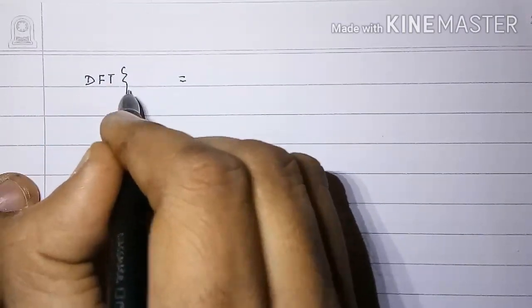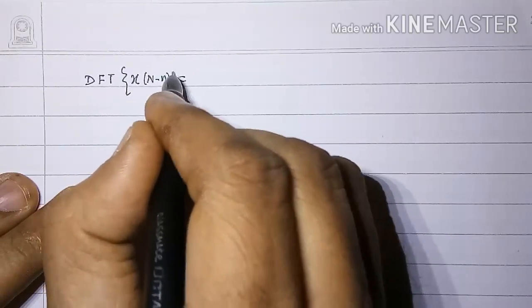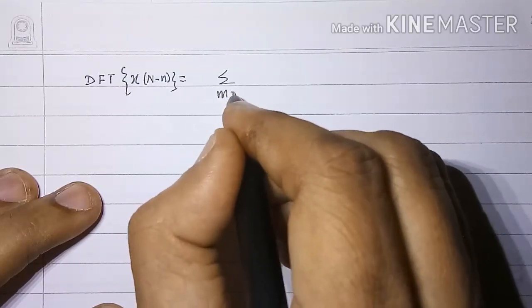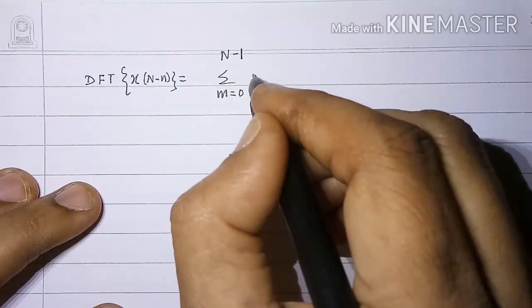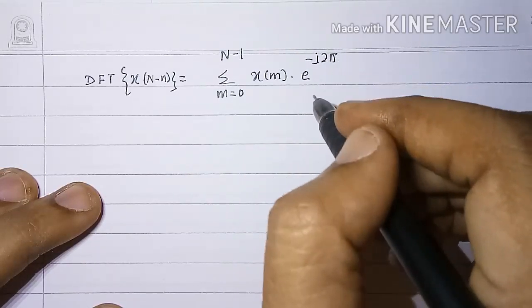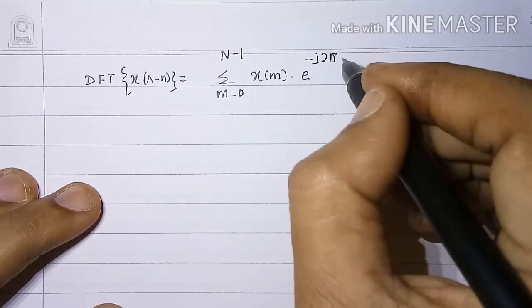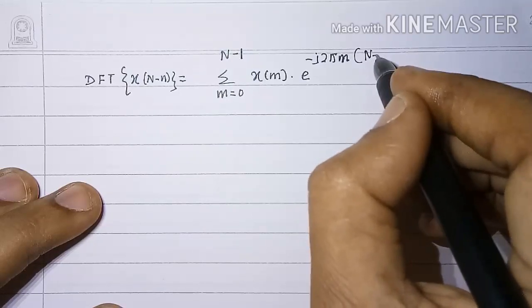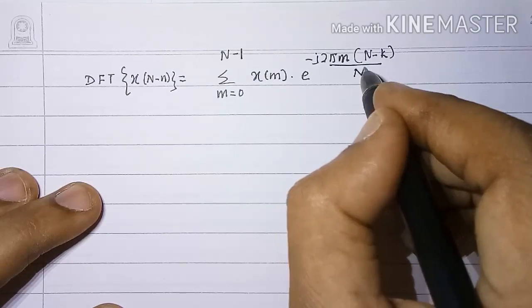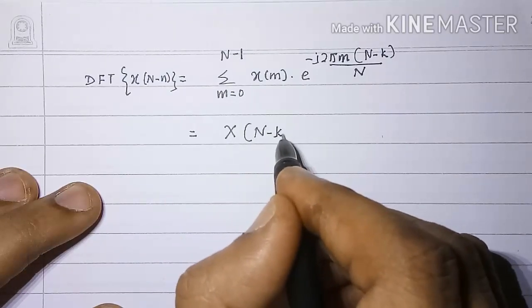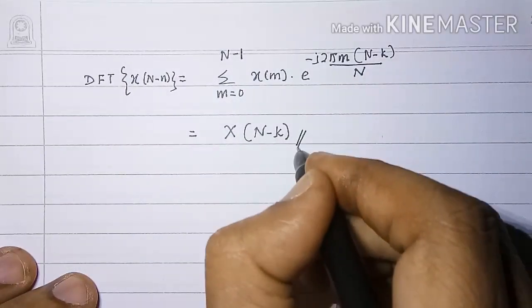That is, DFT of x of N minus n is equal to summation m equal to 0 to capital N minus 1, x of m into e raised to minus j 2 pi m (N minus k) by N, may be written as X of N minus k. Hence proved.